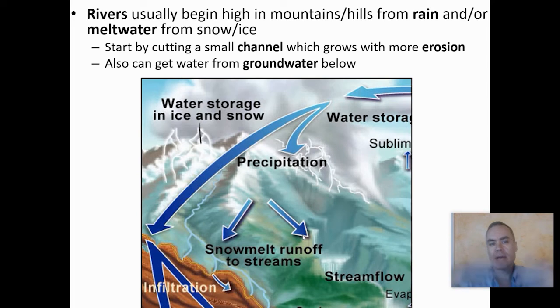How do rivers begin? Well, if we go back up into the hills and mountains, we said that there's three sources of the water. There's the rain, there's meltwater, and there's groundwater, some combination of those three. And rivers start by cutting a channel in the ground, just a small channel that grows and grows over time. And I often wonder, how is that possible? How does just water cut into the earth? Is water really that abrasive? How does it cut anything? And the answer is that water doesn't do it alone.